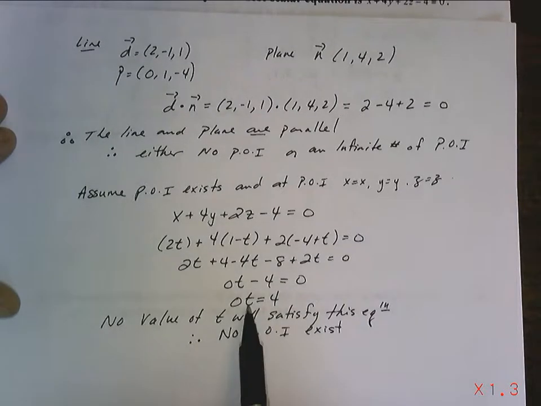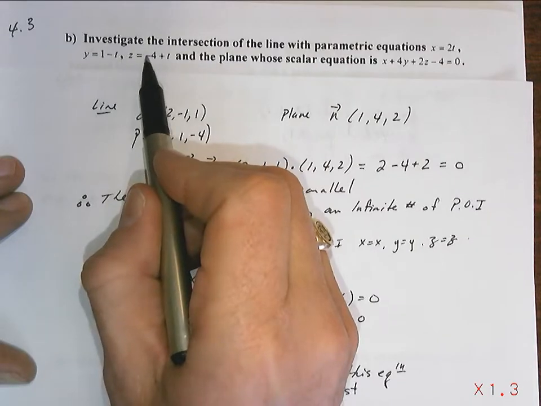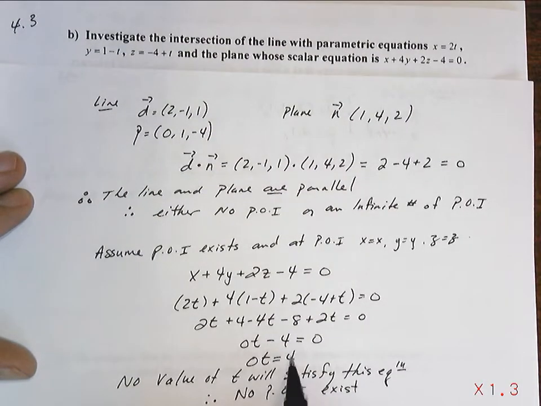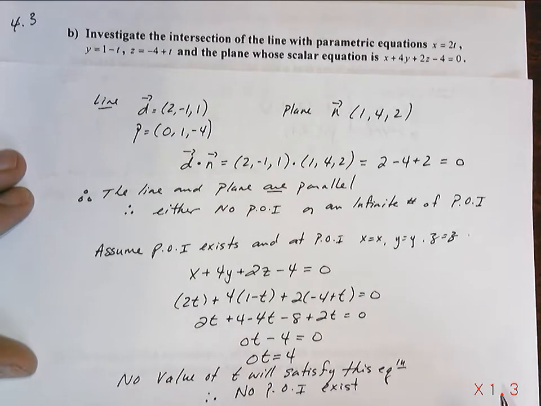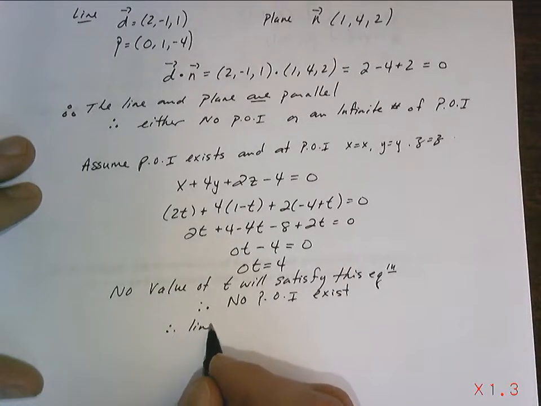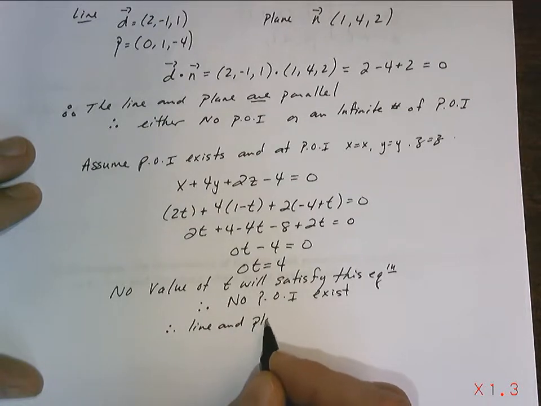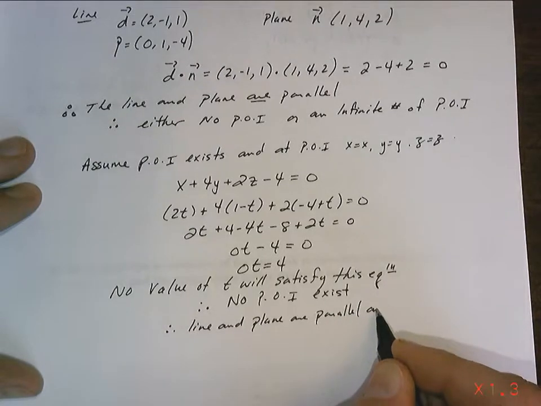Now remember, this t value is the value for which we would get any point on the line. Well, it has to satisfy this equation if that point's also going to be on the plane. Any value of t that'll satisfy this will work. No value of t will satisfy this. Therefore, there's no point of intersection, and therefore the line and plane are parallel and distinct.